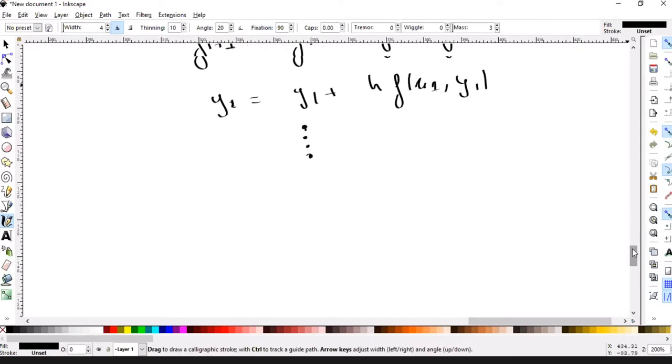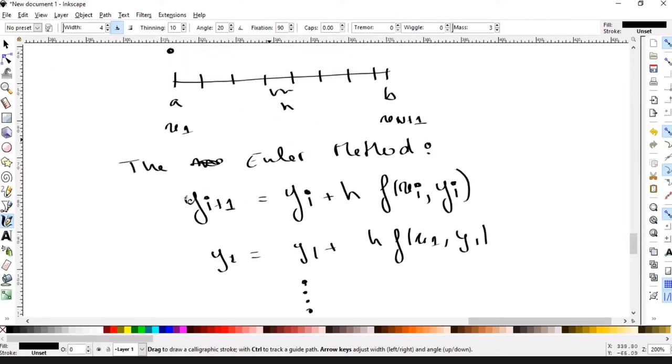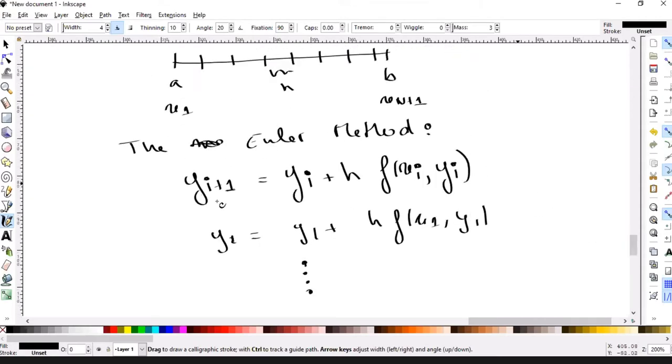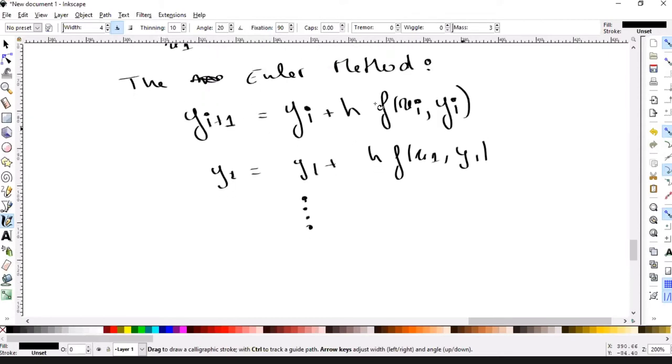So implementing this in MATLAB is straightforward. Now I will show you how to derive this Euler method. It's very simple. There are different ways to derive this method. But implementing this in MATLAB is very straightforward.